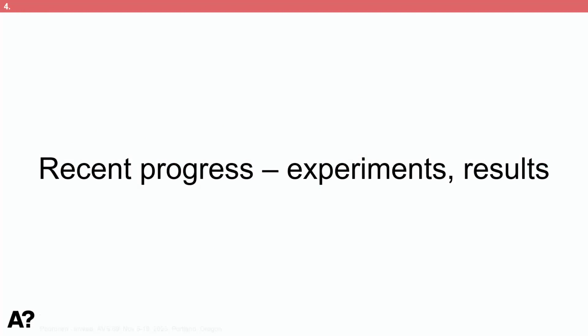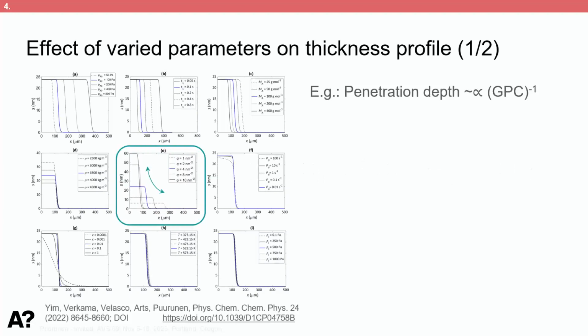All right, then to the real contents of the presentation. So, recent progress in experiments and results. This is a graph from a paper, Jim Verkama et al., Physical Chemistry Chemical Physics, where we were doing simulations to understand, for example, how the varying of individual parameters affects the growth. And here you have an example where various things have been varied.